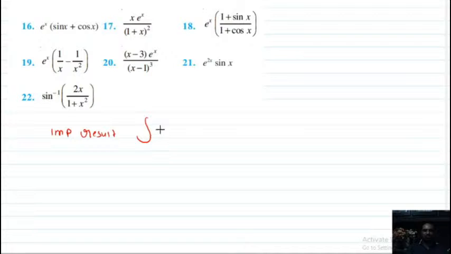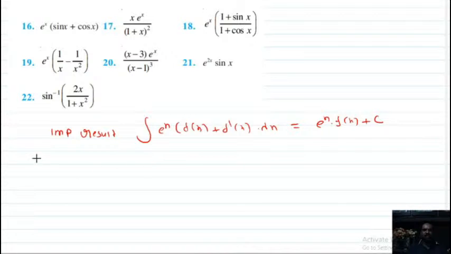Integral of e power x into f of x plus f dash of x dx is equal to e power x into f of x plus c. This is an already established fact. By using this result I can complete problems 16, 17, 18, 19, 20.